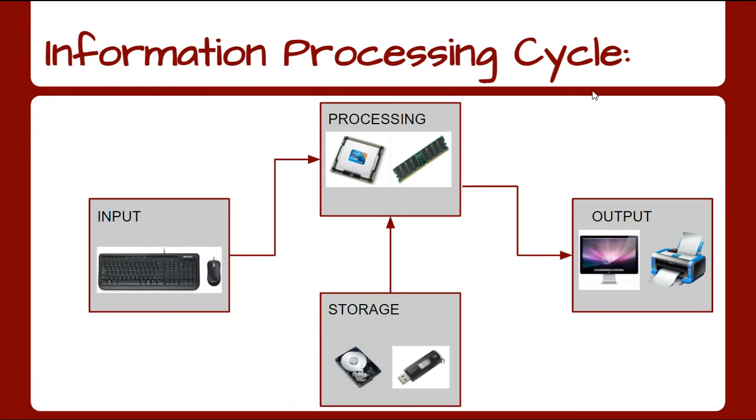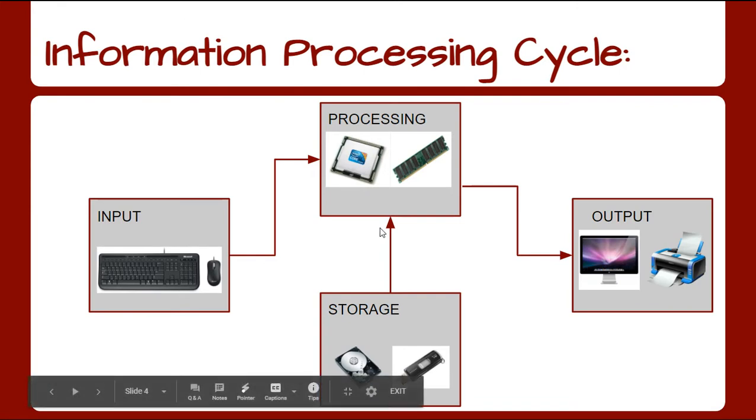Just a recap of our information processing cycle. We're going to be looking at input. So some of our hardware devices input information into the computer. Processing. Some hardware devices are involved in the processing cycle of your computer. Some hardware devices are involved in the output of data, and then we're able to use some hardware to store data.